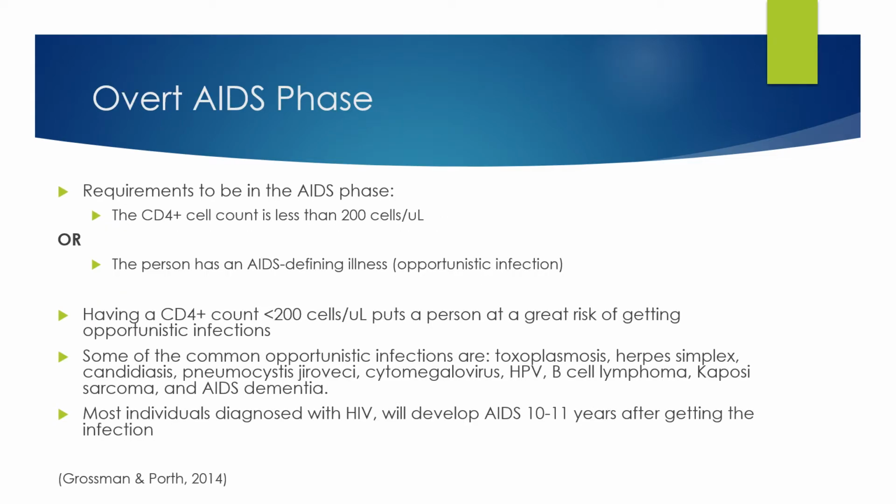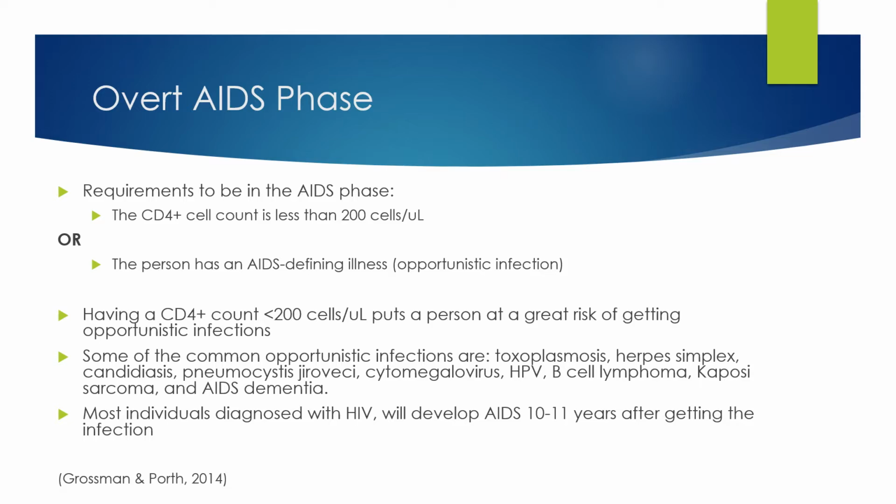The final phase of HIV is the overt AIDS phase. There are a couple requirements to technically be in the AIDS phase. A lot of people think that you have HIV/AIDS, but there's actually a phase in HIV. The requirements to be in the AIDS phase: the CD4 cell count is less than 200 cells, or the person has an AIDS-defining illness, which is also known as an opportunistic infection. Having a CD4 cell count less than 200 puts a person at a great risk for getting opportunistic infections.